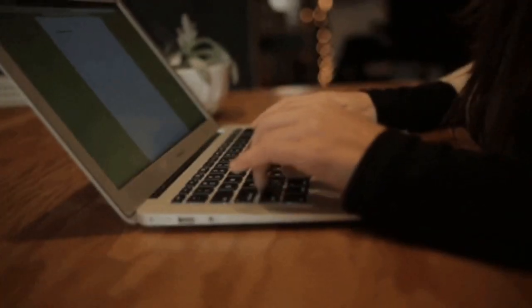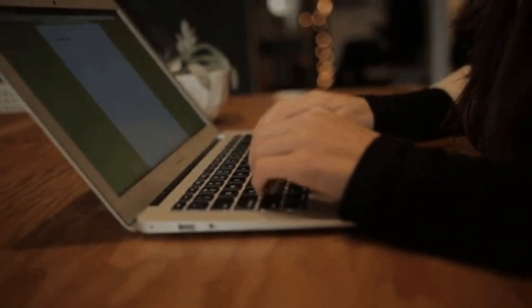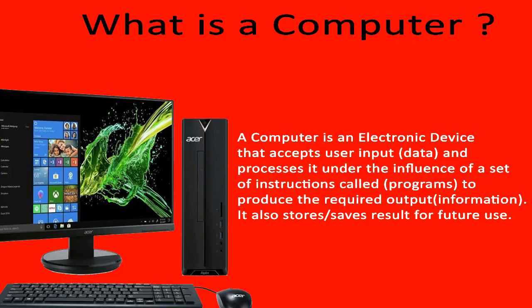So it is basically an electronic device that accepts user inputs. You have to input the data. The data is processed and displayed through the output devices. So basically that's what a computer is. A computer is an electronic device.